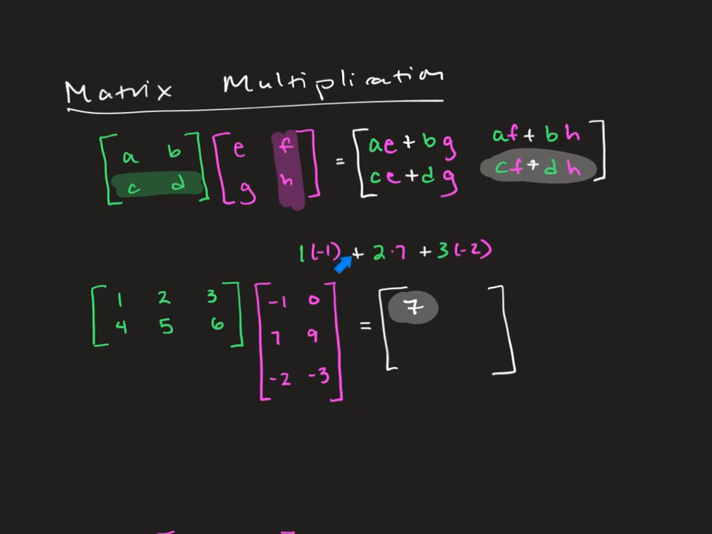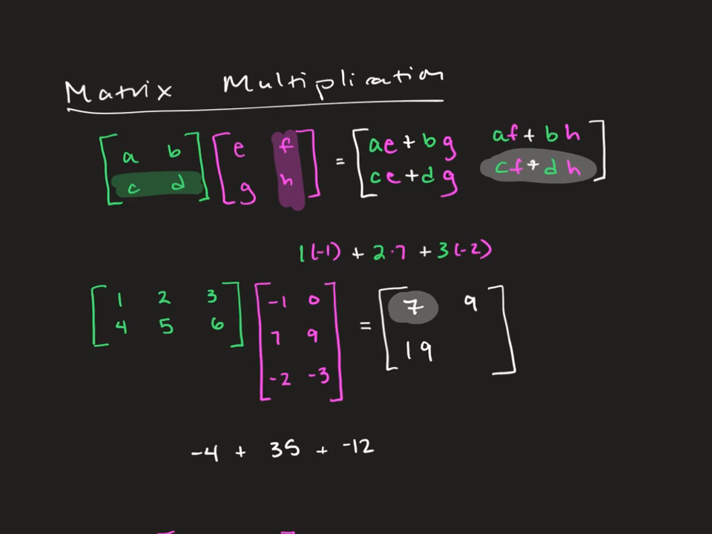Then again, I'm not going to write it all out here, but we'll go through it. Here we'd have 1 times 0, which is 0, 2 times 9, which is 18, 3 times -3, which is -9. So I have an 18 and a -9 that I'm going to put together, and that would give us a 9. Then we'd have 4 times -1, which is -4, 5 times 7, which is 35, 6 times -2, which is -12. If you add these together, you will get 19 right here.